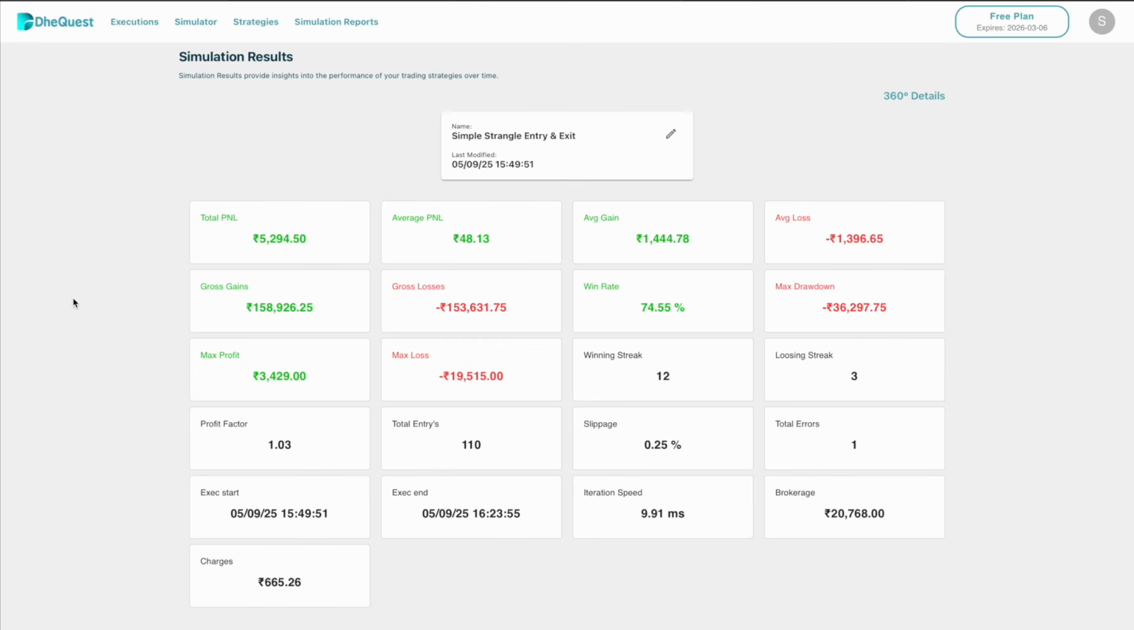Slippage. This is the difference between the expected entry or exit price and the actual execution price. Execution speed. This is how fast our backtest ran. It took almost 30 minutes to test 2 years of data, which is almost 10 milliseconds per market minute. Brokerage and charges. These are not included in this backtest here, since they vary depending on the broker and the lot size. We considered only one lot here. So if you scale up to 32 lots also, your P&L will scale, but your charges will differ.